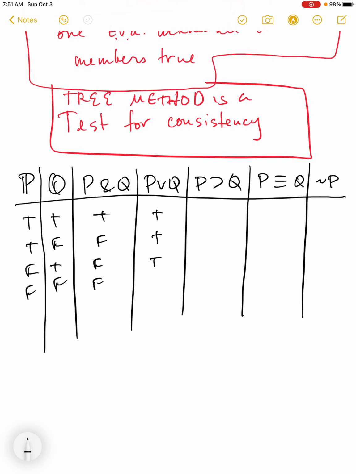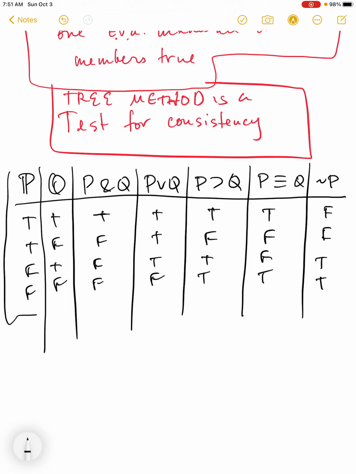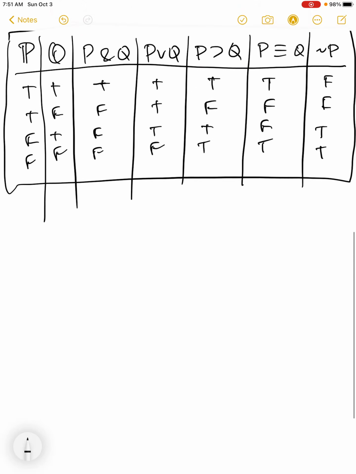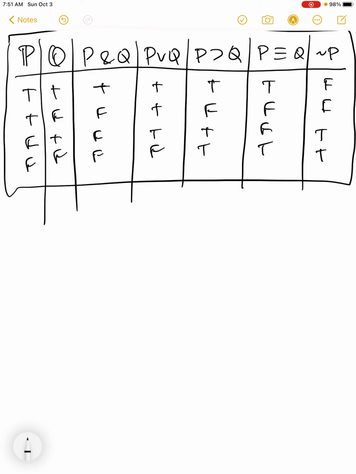True, true, true, false, true, false, true, true, true, false, false, true, and then not P will be false, false, true, true. Okay, so those are the characteristic truth tables for the 5 connectives. So let's take a look at these.